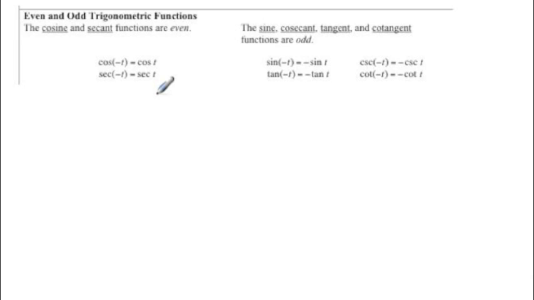Sine, cosecant, tangent, and cotangent are all odd functions. That means the negative sign plops right out. So sine of -t is simply the same thing as negative sine of t. Tangent of -t is simply saying the same thing as negative tangent t. Cosecant of -t is the same thing as saying negative cosecant of t. And finally, cotangent of -t is equal to negative cotangent of t.